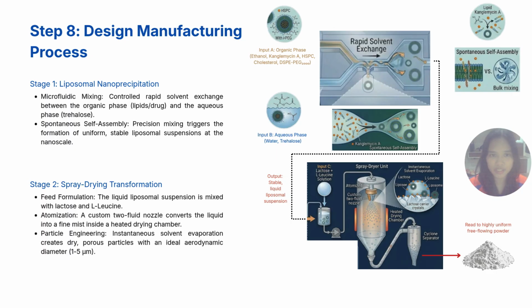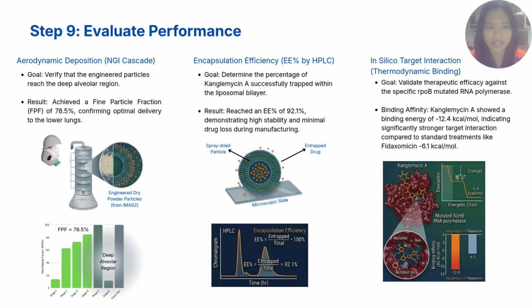Manufacturing uses two stages. First is nanoprecipitation. Microfluidics enable precise, spontaneous self-assembly of liposomes. Second is spray drying. Atomization through a two-fluid nozzle creates highly uniform, free-flowing porous particles at the ideal 1 to 5 micron size. Our validation confirms success. In aerodynamics, a 78.5% fine particle fraction, or FPF, proves deep lung access. Encapsulation efficiency of 92.1% shows high drug retention, and in silico efficacy modeling shows Kanglemycin A binds 2 times stronger to the mutated target than standard treatments.